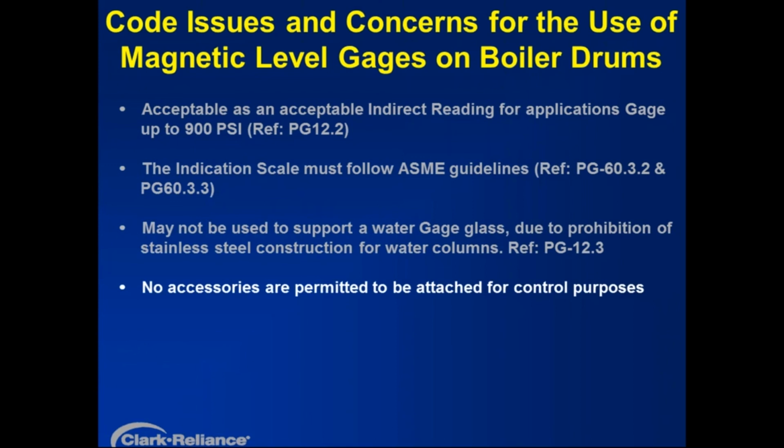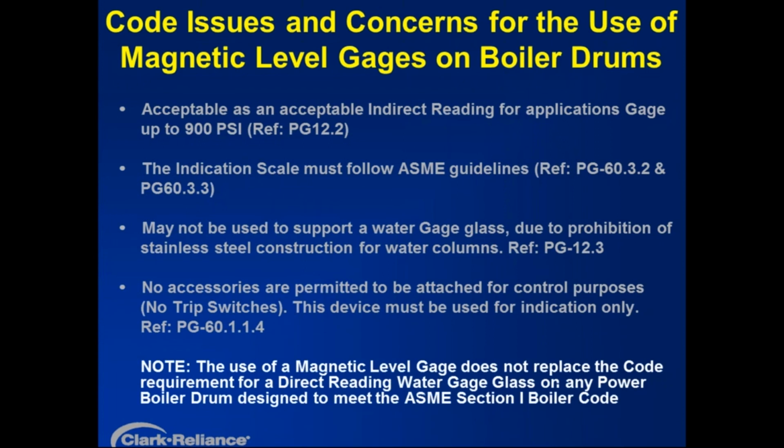And also stainless steel, as those chambers are, is not a permissible material for the construction of a water column. So no accessories. And the use of a magnetic level gauge does not replace the code requirement for a direct reading glass on any Section 1 power boiler.